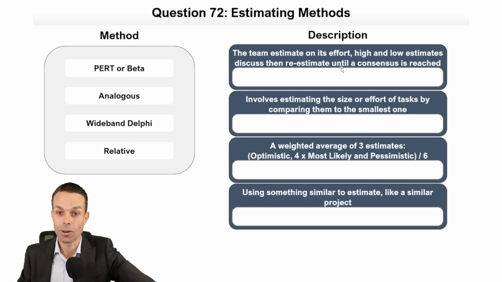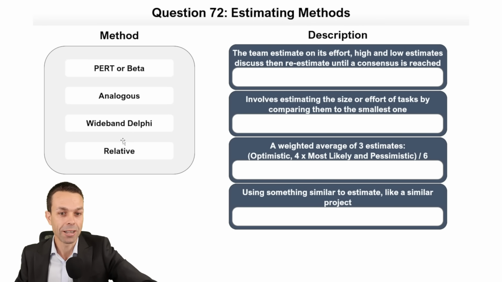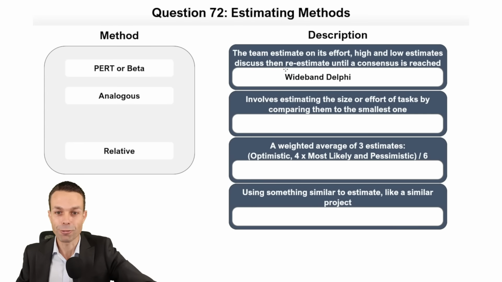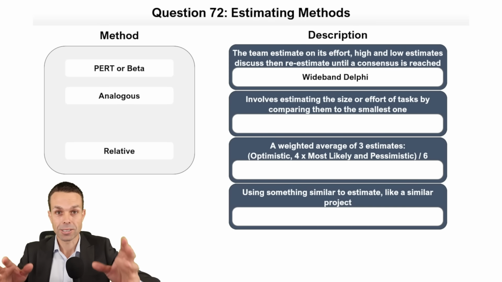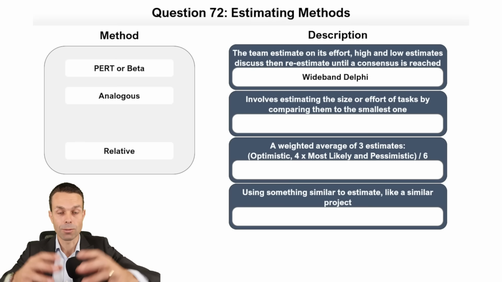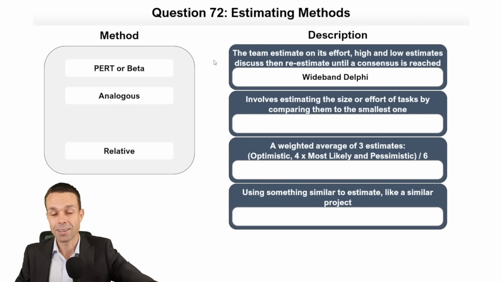The team estimates the effort, high and low estimates are discussed, and then re-estimated until a consensus is reached. That is our wideband Delphi estimating. Now, just as an aside, that's also planning poker in Agile. And planning poker was based on wideband Delphi estimating, basically. So we discuss the high and low, discuss their reasons, and then we try and form a consensus based on that. Now, does it have to be perfect? No, but you'll find that's a really good way to get pretty accurate estimates.